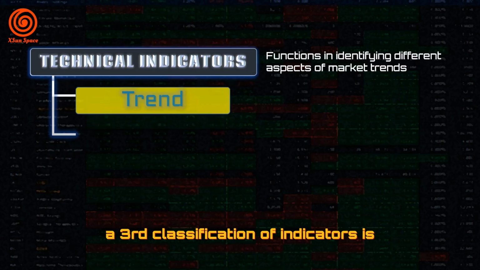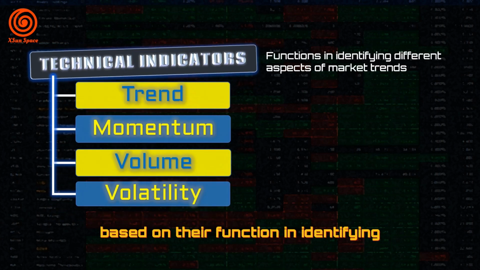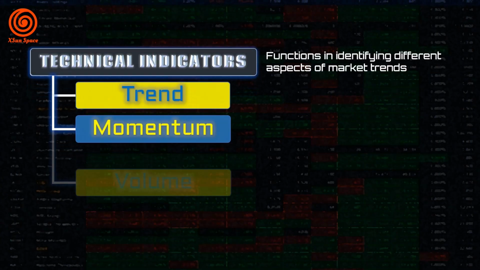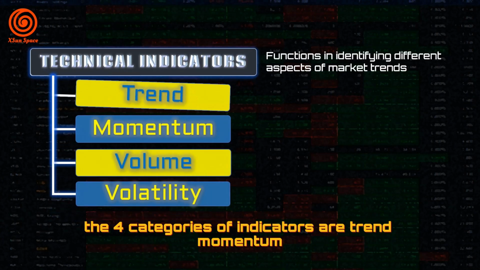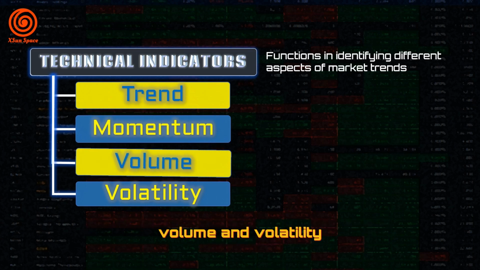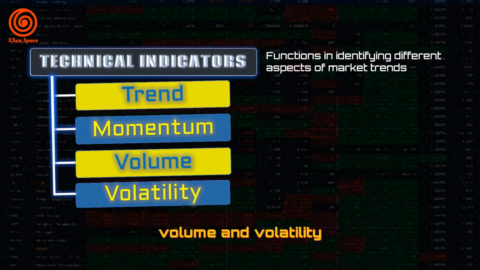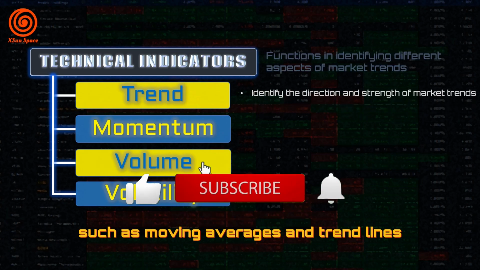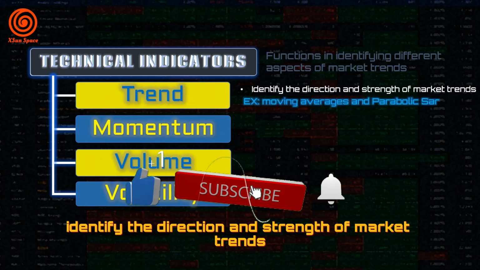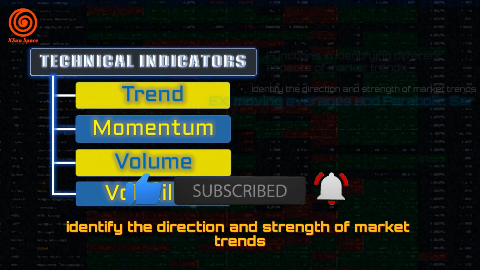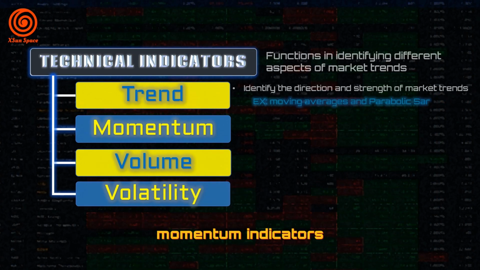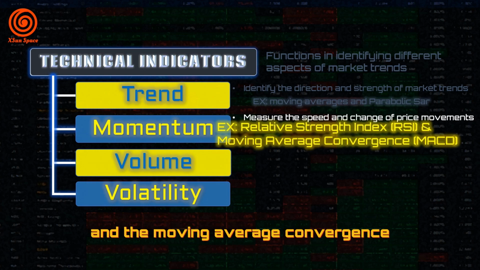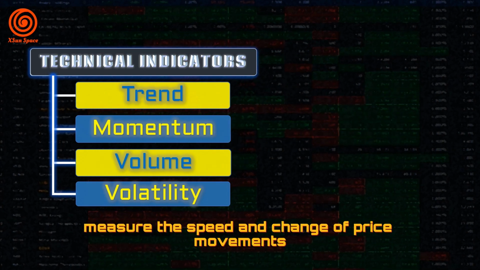A third classification of indicators is based on their function in identifying different aspects of market trends. The 4 categories of indicators are trend, momentum, volume, and volatility. Trend indicators, such as moving averages and trend lines, identify the direction and strength of market trends.